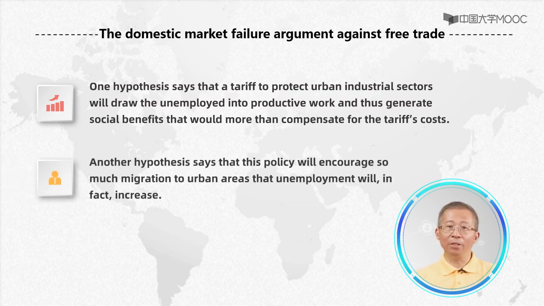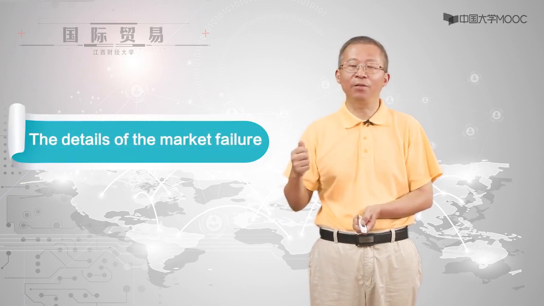However, another hypothesis says that this policy will encourage such migration to urban areas that unemployment will in fact increase. It is difficult to say which of these hypotheses is right. While economic theory says much about the workings of markets that function properly, it provides much less guidance on those that don't. There are many ways in which markets can malfunction, and the choice of the second best policy depends on the details of market failure.